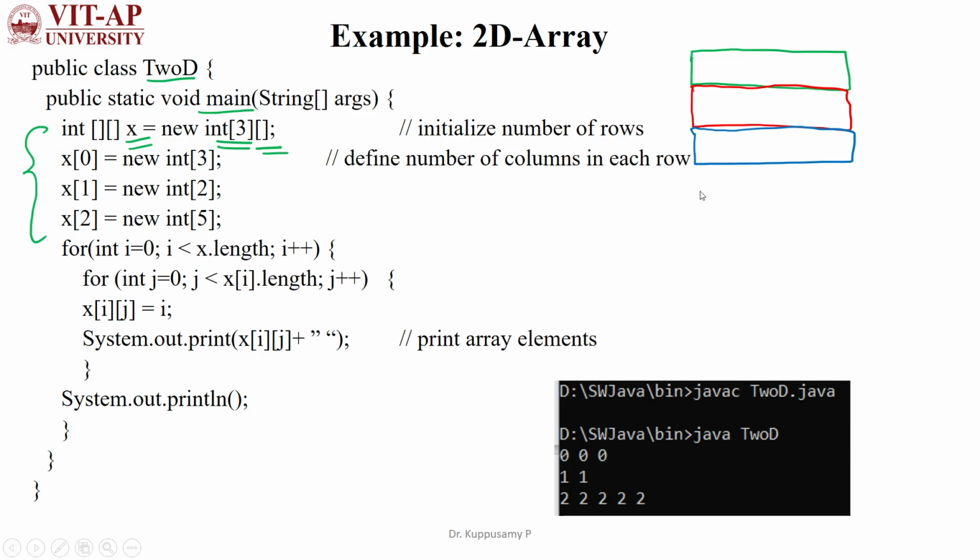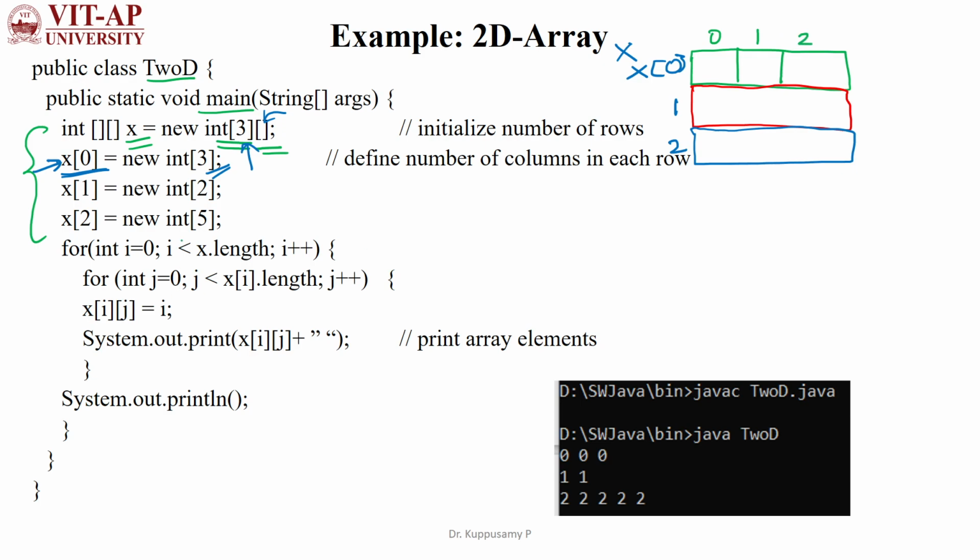So here three rows are created. Three is given here, so three rows: zeroth row, first row, second row are created with an optional number of columns. The number of columns is optional, based on assigning the elements. In this statement, x of 0 is this one. Then x of 0 is assigned with number of columns 3. So here 3 columns are created for the first row: 0 1 2, right?